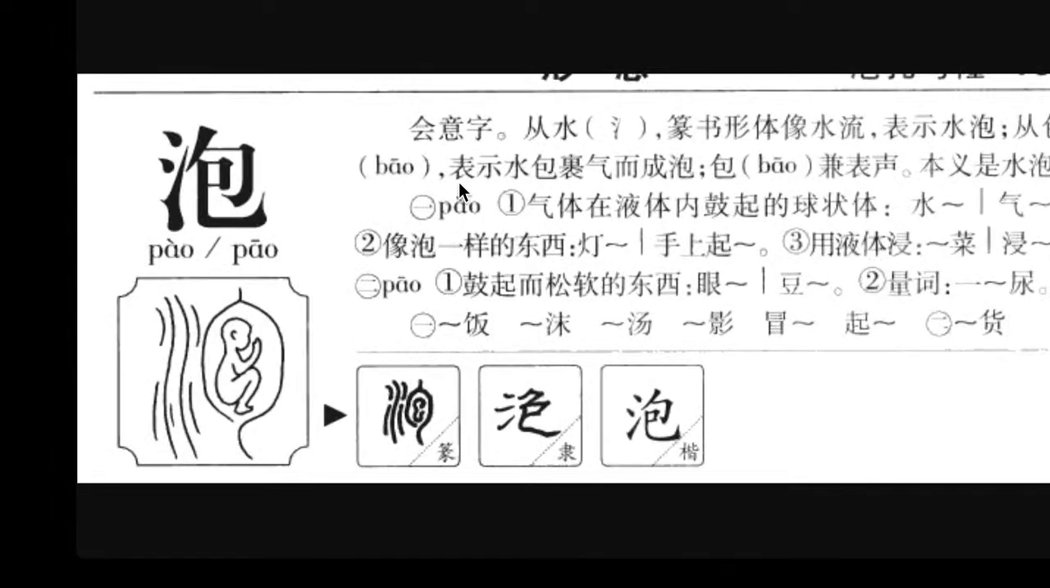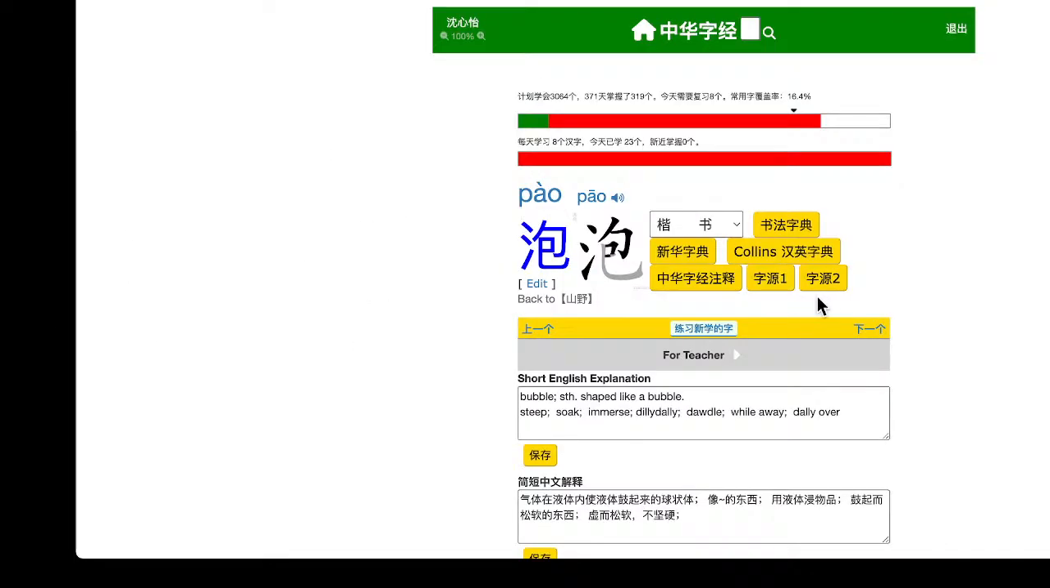This one goes with the water radical, and on the right is the character 包. 包 actually means a bag. The original meaning is like a bubble, like a bob in the water. Bubbles are round and look like a bag, like a water bag. That's why they use this to create the character.